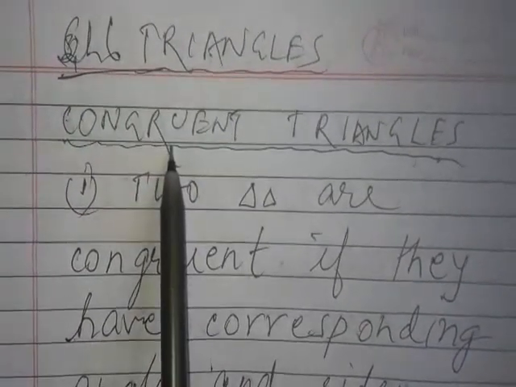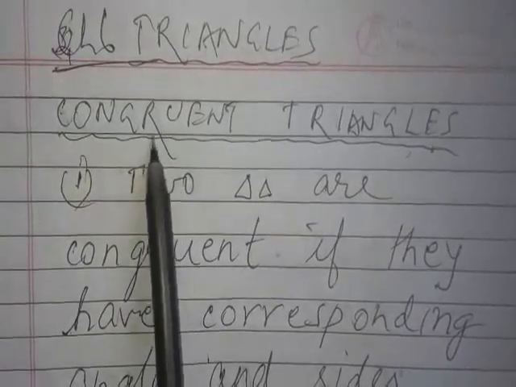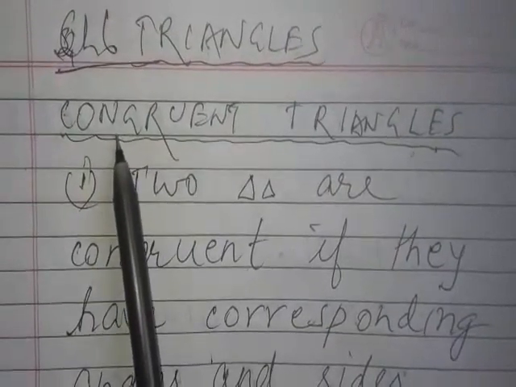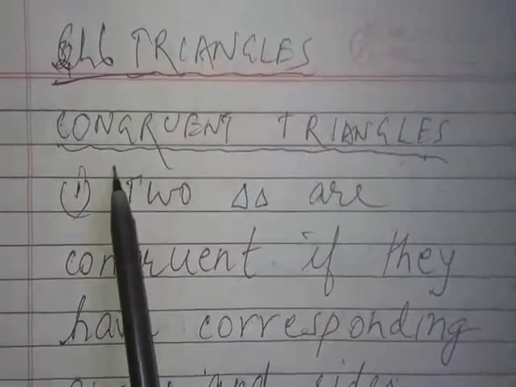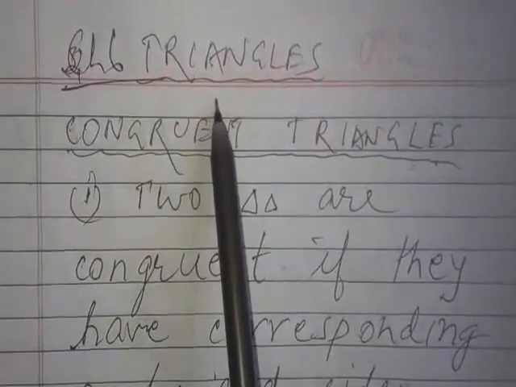Chapter 4 and chapter 5 are of the second term portion. Chapter 4 is quadratic equations and chapter 5 is arithmetic progression. These are the chapters of the second term portion. In the first term we have to study triangles.